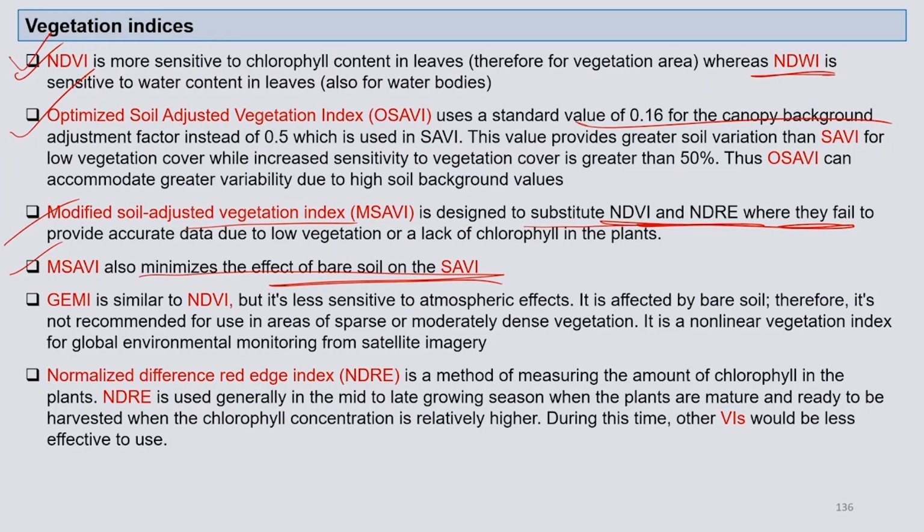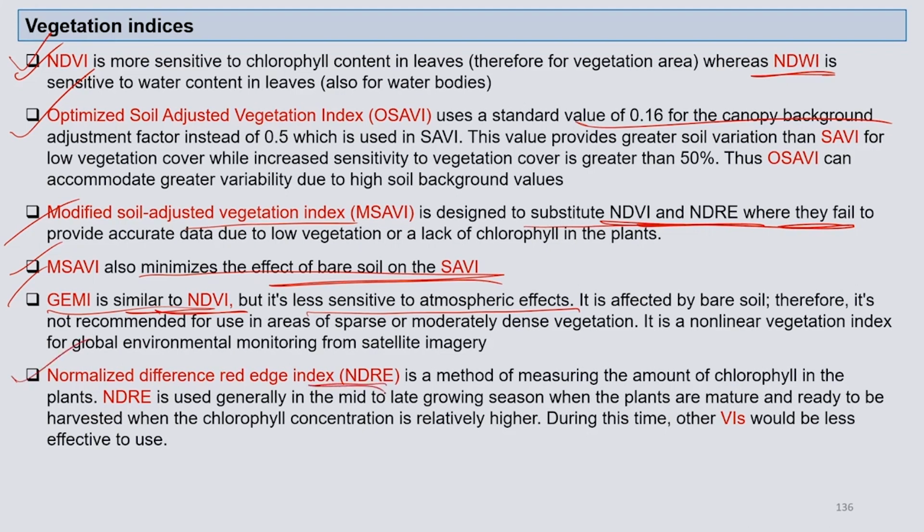Okay. Then comes GEMI. GEMI is almost similar to NDVI, but it is less sensitive to atmospheric effect. GEMI is more affected by bare soil, and that is why GEMI should not be used for areas where vegetation is very little, mostly barren land. GEMI may not be a good index to use there.